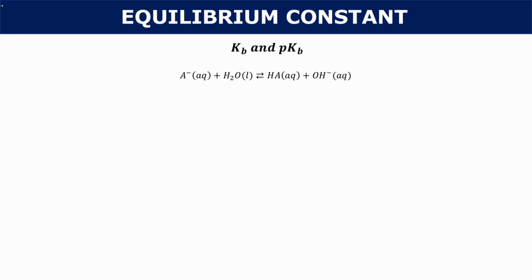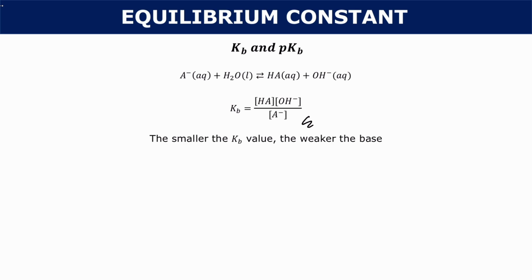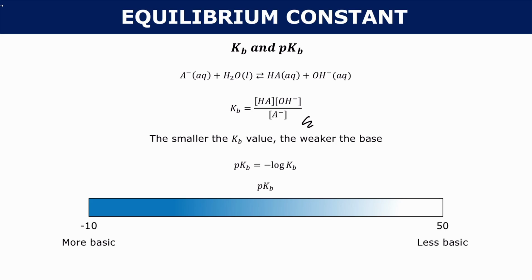So if you have A minus reacting with H3O plus to produce HA and OH minus, you're going to have a Kb expression. And it's going to look something like this. Remember, the water is not added because it's a pure liquid, and liquids are not included in our equilibrium constant. Again, the smaller your Kb value, the weaker the base, but pKb is going to be the negative log of Kb. And it's going to work the same way. So the smaller your pKb value is, the more basic, and the higher your pKb value is, the less basic it's going to be. Let's do a problem with what we did on the last two slides.